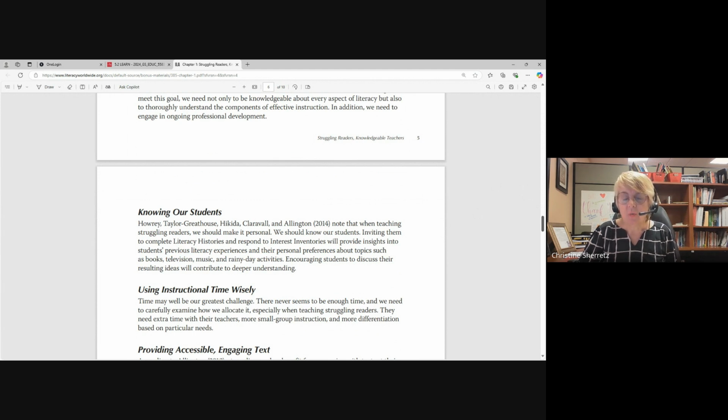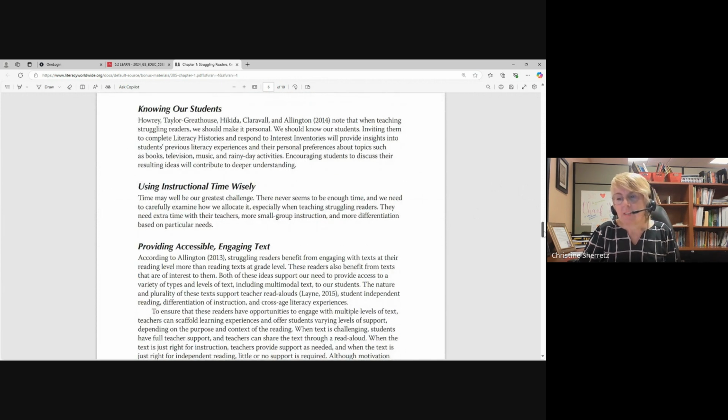And that is, instruction should be bell to bell, we say. Providing accessible, engaging text. According to Allington, struggling readers benefit from that. And I'm going to get a little bit more into that. He has written a book called What Really Matters for Struggling Readers by Richard Allington. Excellent book. And one of the things that he talks about is reading volume has to increase. It needs to increase for students to be able to gain in reading.